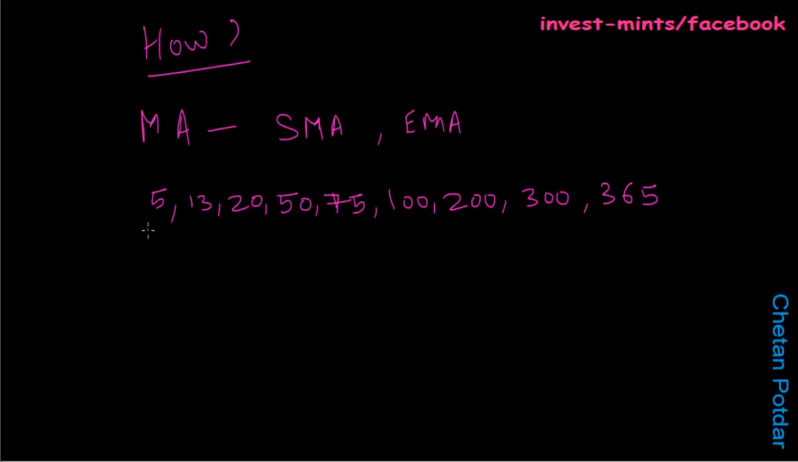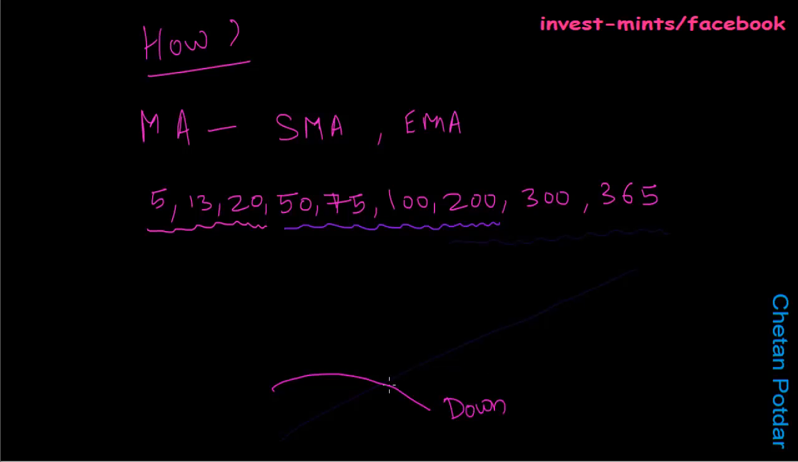5, 13, 20 would be used for a short term. 50, 75, 100, 200 would be used for midterm. 200 onwards would be used for a long term. So short term, midterm, long term. To give you an example, if the long term trend is going up as a moving average, and if the short term is going down, which basically means that the short term trend is down but the long term trend is up.